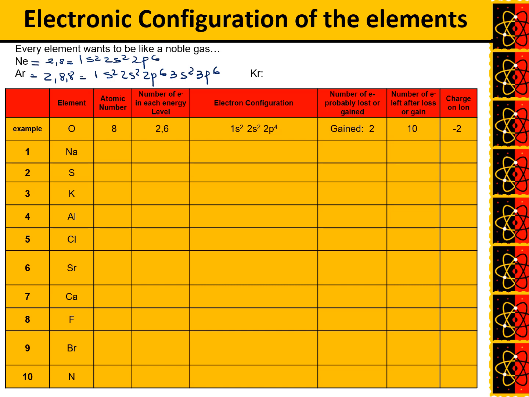In the case of krypton, it has 36 electrons. So it's going to have 2, then it's going to have 8, then 8 again, then it's going to have 18. 18 plus 2 is 20, plus 16 is 36 electrons. So neon has 10 electrons, argon has 18 electrons, and krypton has 36 electrons.